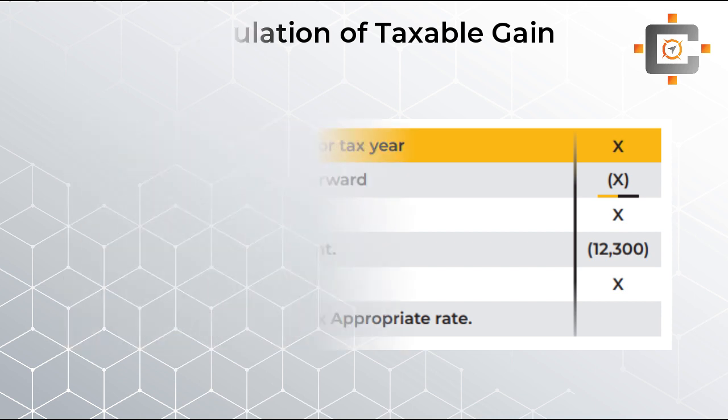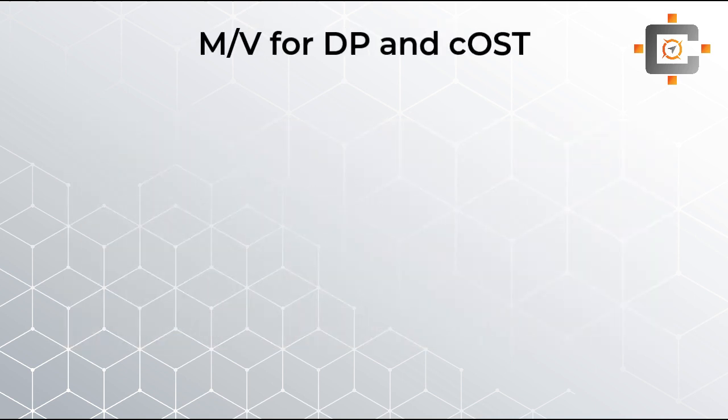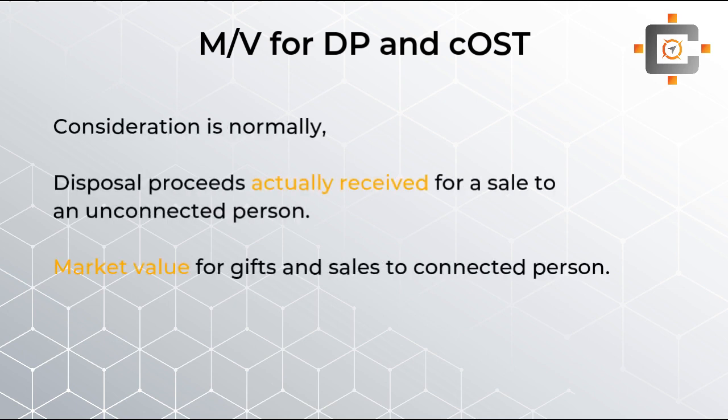Then, students, the other aspects we also have to consider over here. If you can see, the disposal proceeds will generally be taken as the actual consideration. But if the parties are connected, that means if you are selling the asset to a connected person, then in that situation the disposal proceeds will be the market value of the asset.